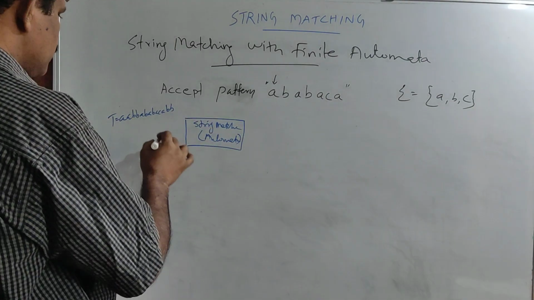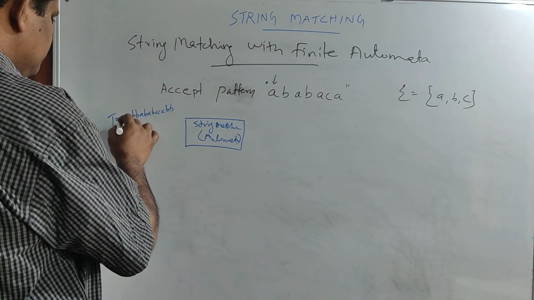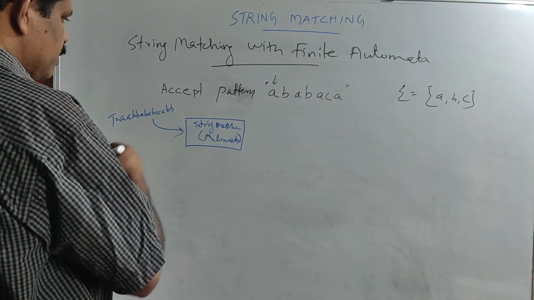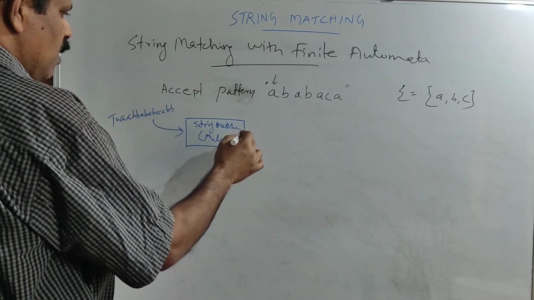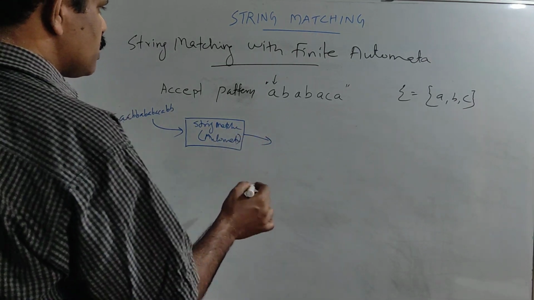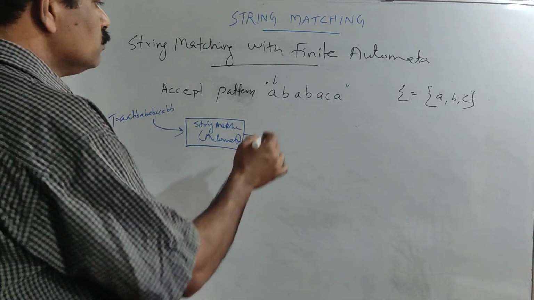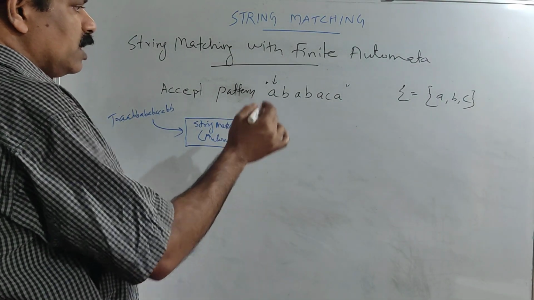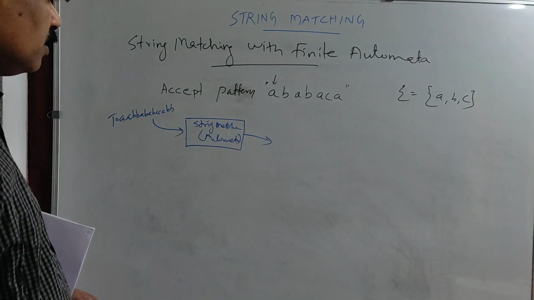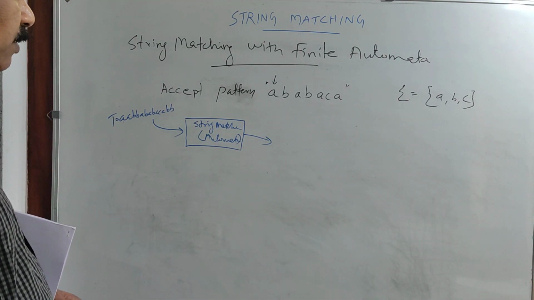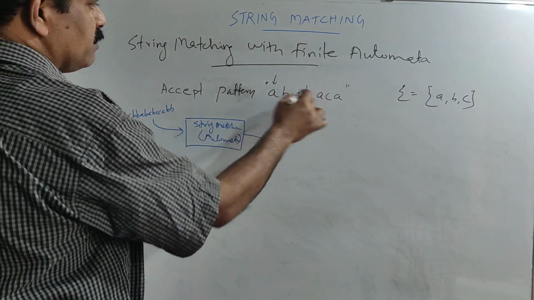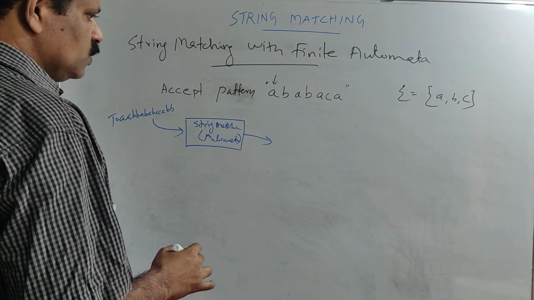and this string matcher, this automata, will take the string character by character and it will result in the string found with some shift or at index some value. Okay, so we have to construct an automata which will recognize this pattern.